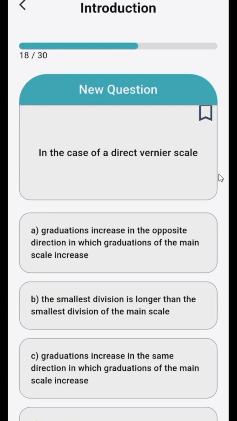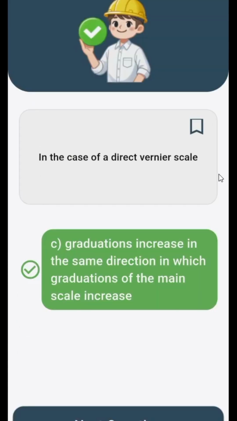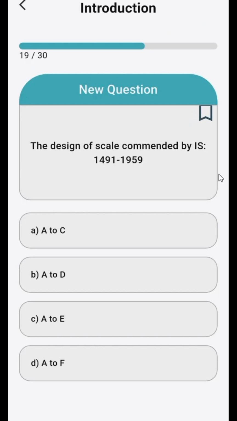In the case of a direct vernier scale, (A) graduations increase in the opposite direction in which graduations of the main scale increase, (B) the smallest division is longer than the smallest division of the main scale, (C) graduations increase in the same direction in which graduations of the main scale increase, (D) none of these. The design of scale recommended by IS 1491-1959 is (A) 2 C, (B) 2 D, (C) 2 E, (D) 2 F.